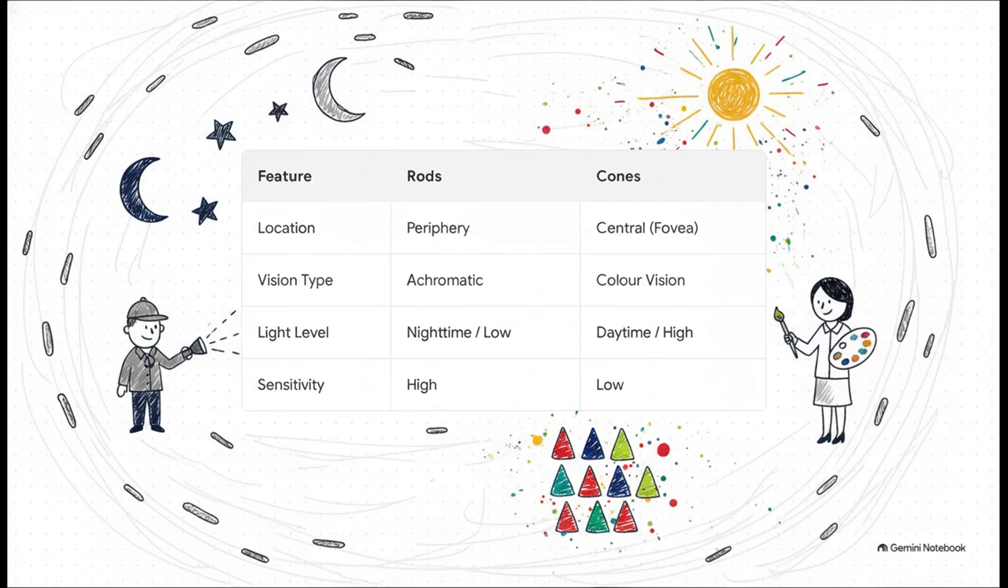Then we've got the cones. These are your detail-oriented artists. They're packed really tightly into the central part of your retina, an area called the fovea. When you're admiring a colorful painting, that's your cones taking over, giving you sharp, daytime, high-definition color vision.